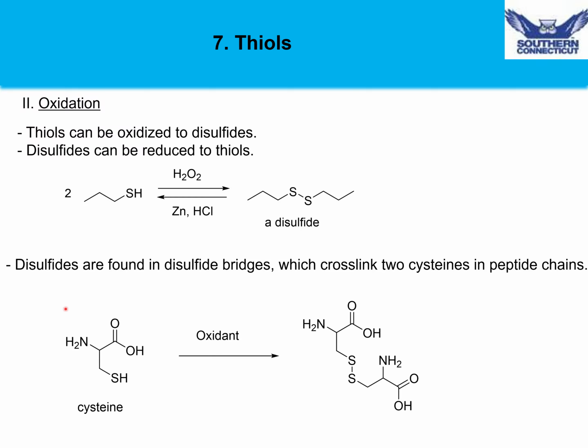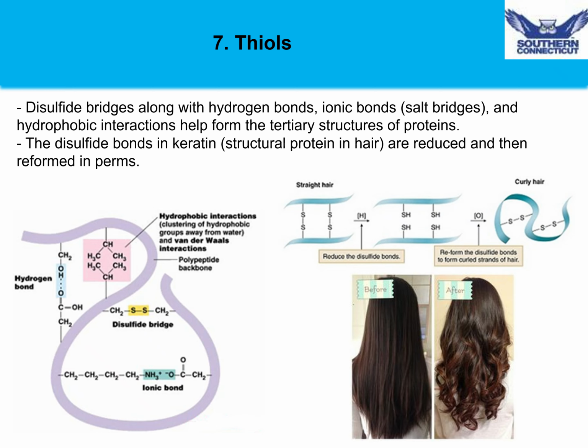Here is a simple look at the reaction. Here's a cysteine amino acid. Cysteines are recognized by the fact that they have a thiol side group. If we add an oxidant, two of these amino acids would link through a disulfide bond. If the amino acids are part of a peptide, then we can link two peptides through this reaction. Disulfide bridges are important in the tertiary structure of proteins, along with hydrogen bonds, ionic bonds, and hydrophobic interactions.